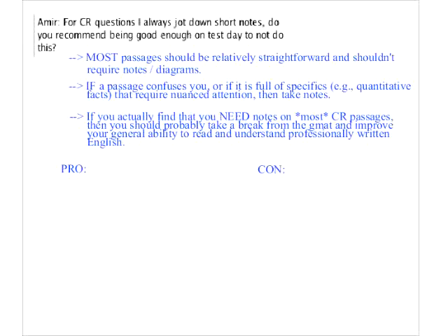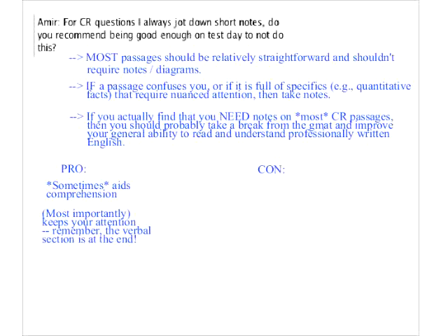So, the pros and cons of taking notes in general. One big pro is that it sometimes aids your comprehension. And I think the most important pro here is that it keeps your head in the game. It keeps your attention. Because remember, the verbal section is at the end of the test, and your brain is going to be practically dead by this point. So I think that's the most important role played by notes: they keep you from completely losing all of your attention.